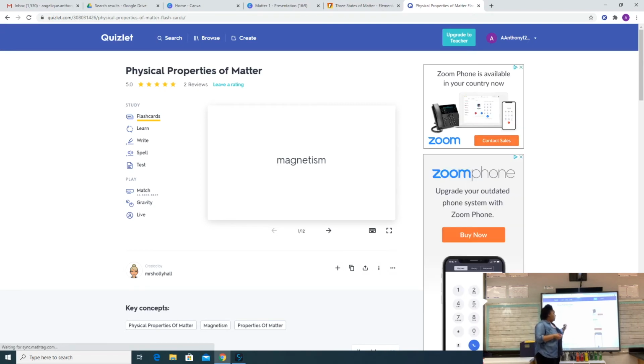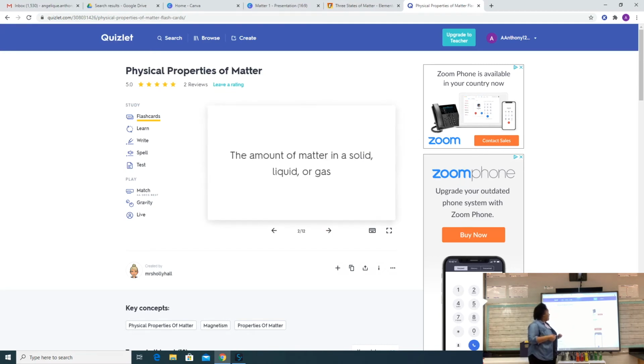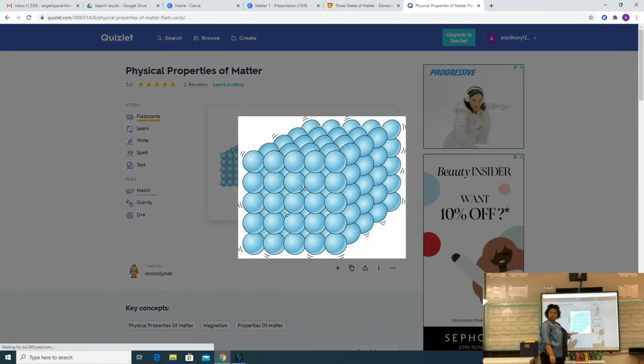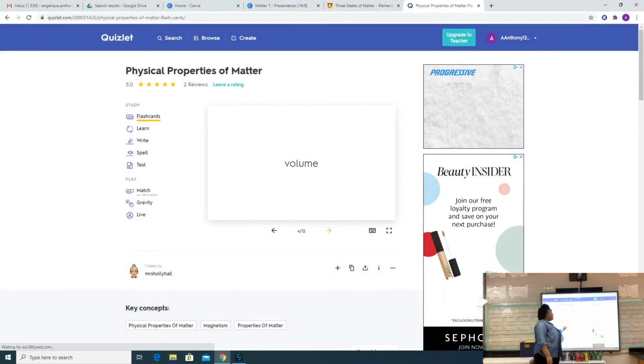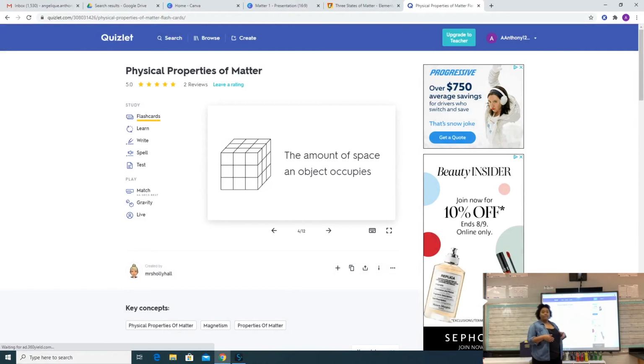Our first term is magnetism. If we touch it, it'll tell us what it means, which we know because we just went over it, but we're just trying to make sure it's locked in. Magnetism is the ability of an object to attract certain metal objects. Mass, that is the amount of matter in a solid, liquid, or gas. A solid is a substance that has a definite shape and definite volume. Make the picture bigger for us. Volume, that is the amount of space an object occupies. You'll also learn about volume in math.